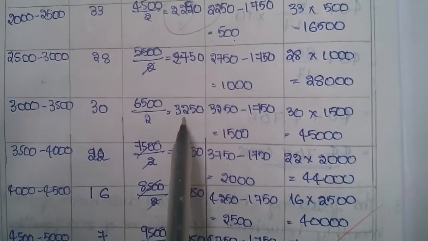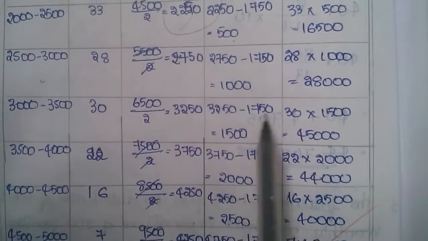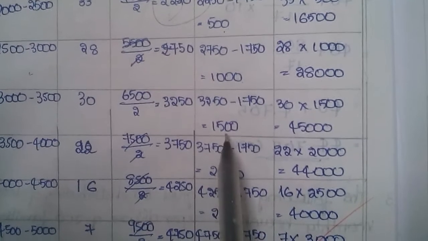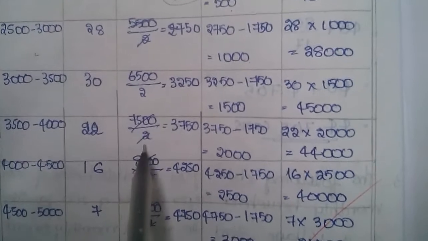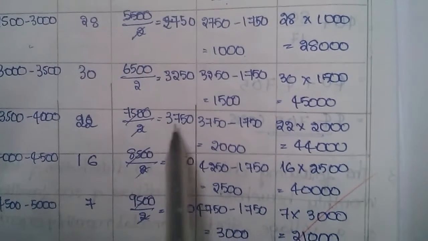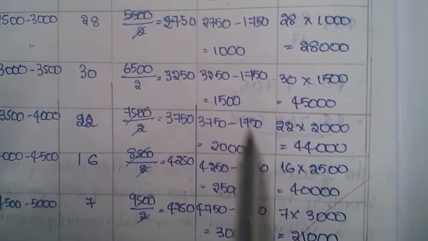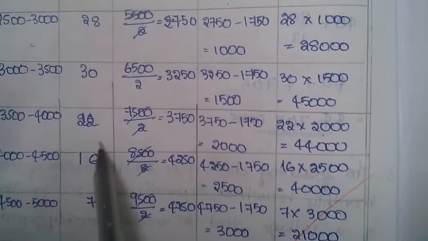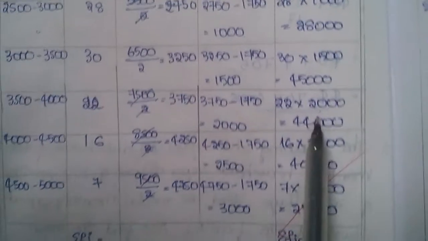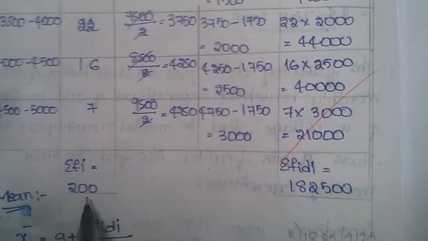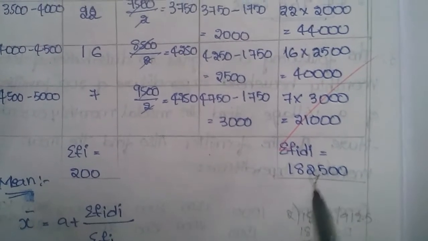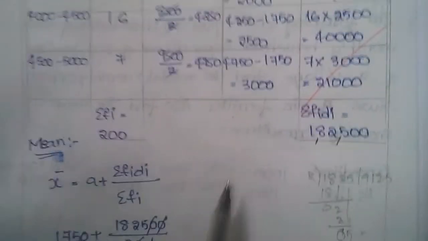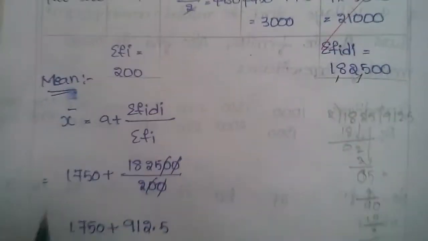So we'll get 6500 divided by 2 is 3250, and d is 1500. 30 into 1500 is 45,000. Then 7500 divided by 2 is 3750. 3750 minus 1750 will get 2000. 22 into 2000 is 44,000. The rest of the thing follows like this. We'll get sigma f of i is equal to 200, and sigma f of i d of i is equal to 1,82,500.